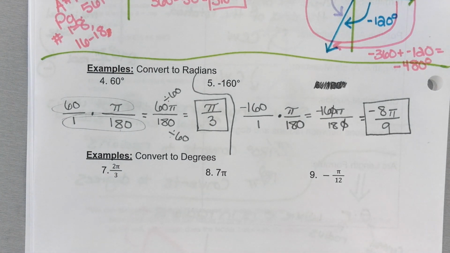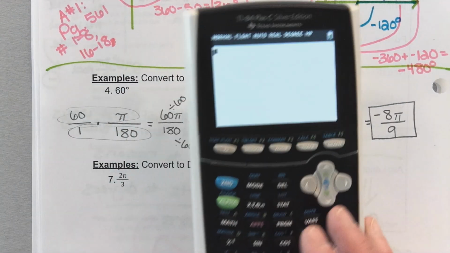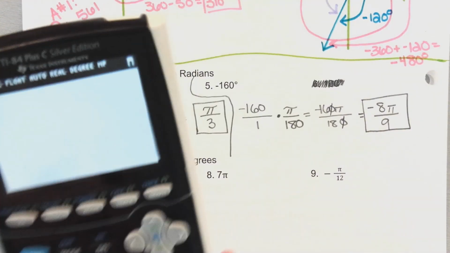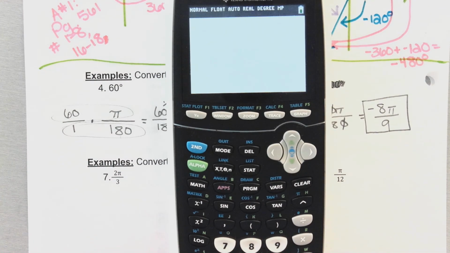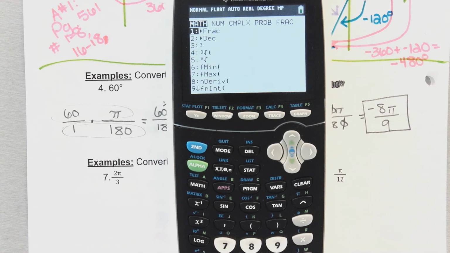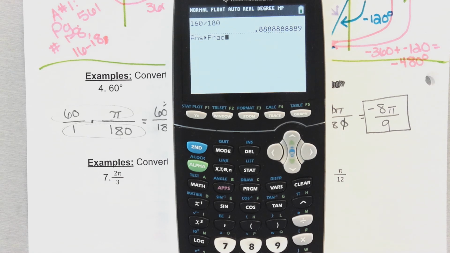Let me show you a quick trick if you have a graphing calculator. Are you ready? Let's say you had, what did we just have? 160 over 180. I can type it in and hit enter. Do you see how it gives me the decimal equivalent? If you press math, do you see how it says frac? That is short for fraction. If you hit enter and hit enter again, it will give you the reduced fraction. Okay?